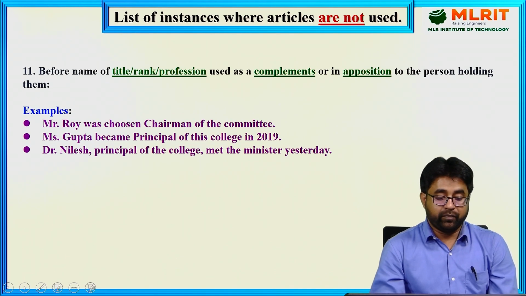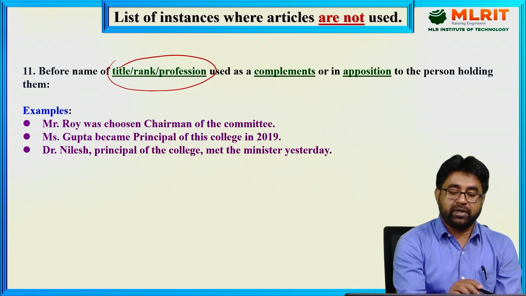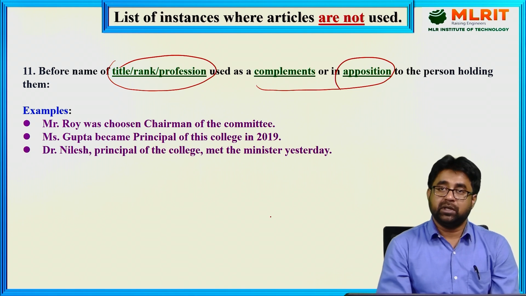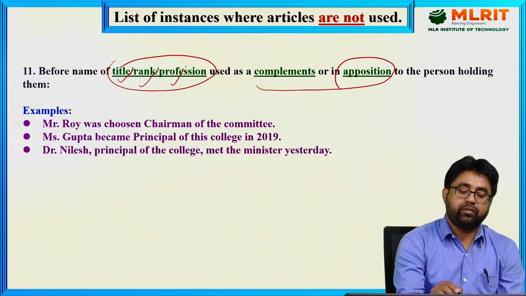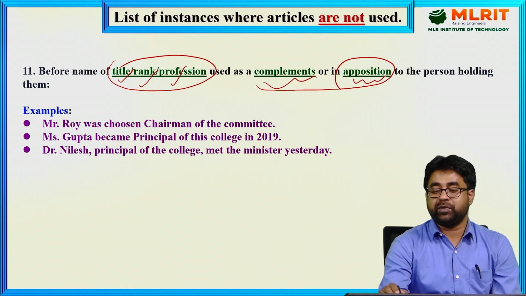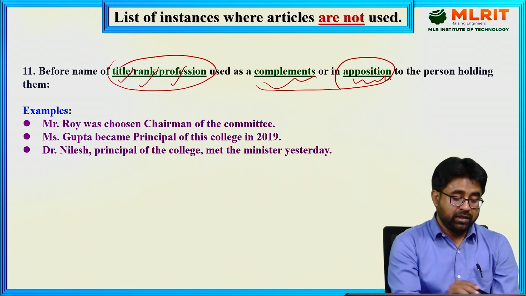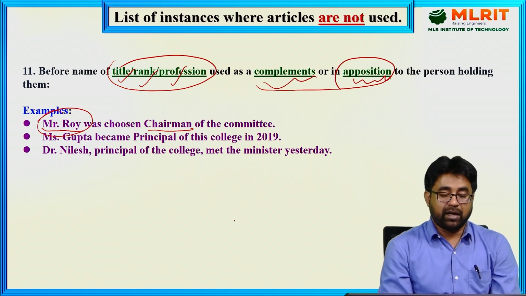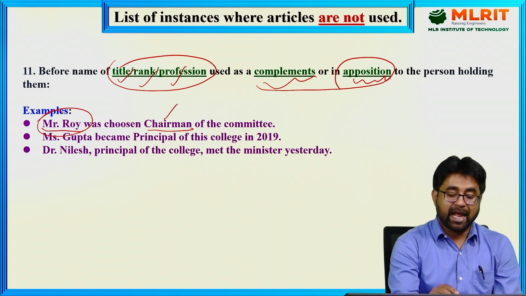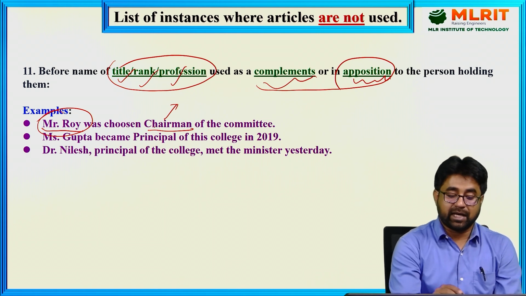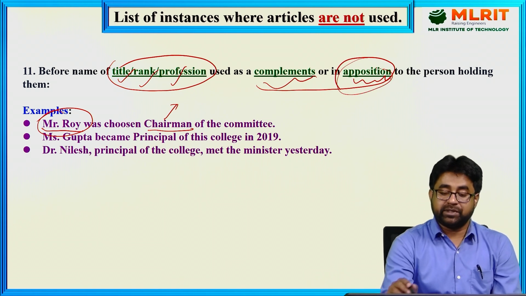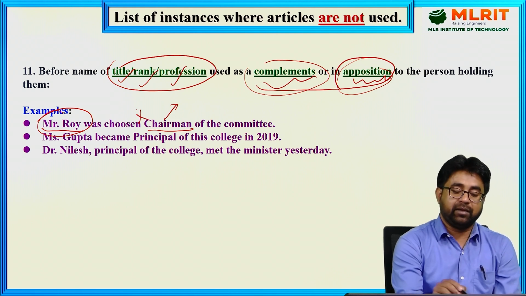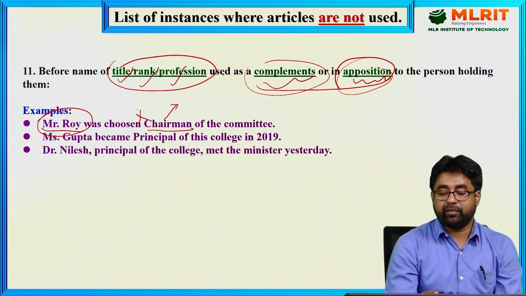The 11th one: before the name of a title, rank, or profession, used as a complement or in opposition. Whenever we use certain words denoting title, rank, or profession as complements or in opposition, and opposition means extra information, we do not use an article. For example, Mr. Roy was chosen chairman. I am already mentioning the name of the person, and also the rank or title, used as a position or complement. In these cases, we are not supposed to use any article before the title, rank, or profession.